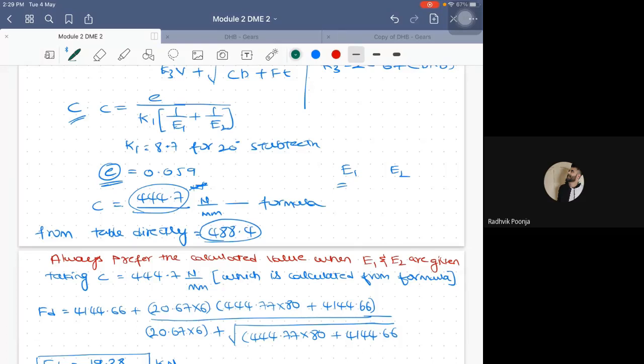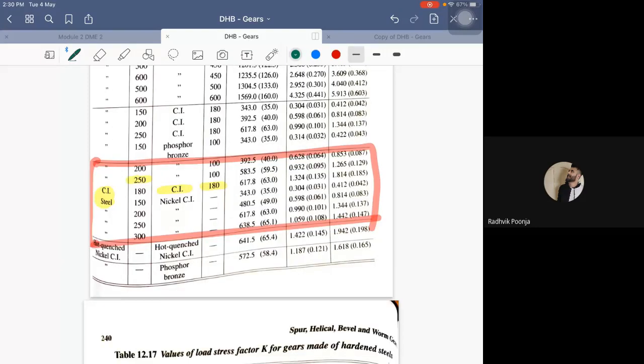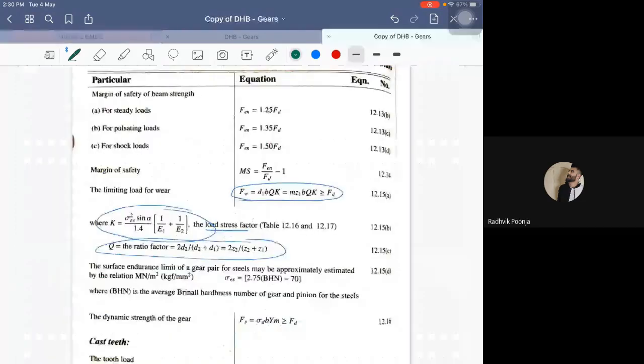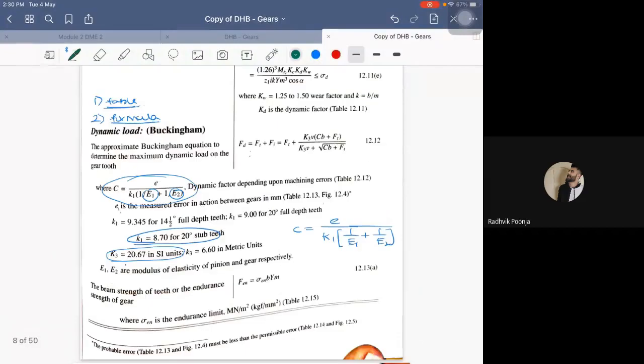While you are calculating the C, you'll have two options. One, you go with the formula which is given here. Either you can go with this particular formula, or you can directly go with the table which is mentioned here.